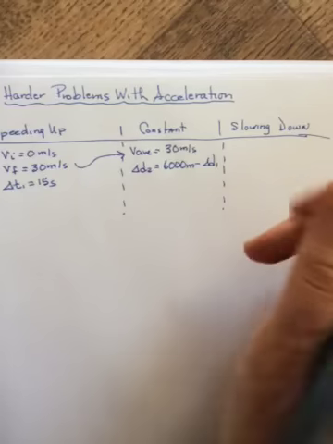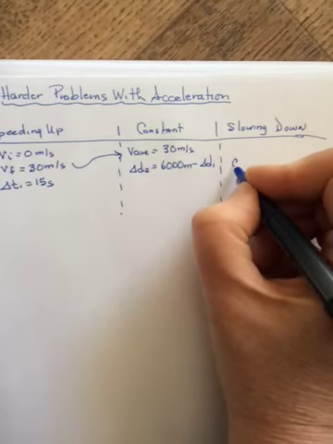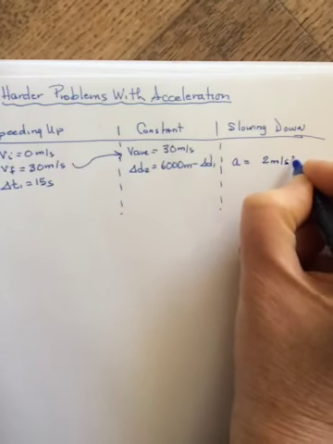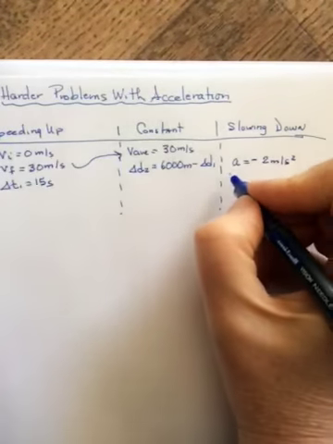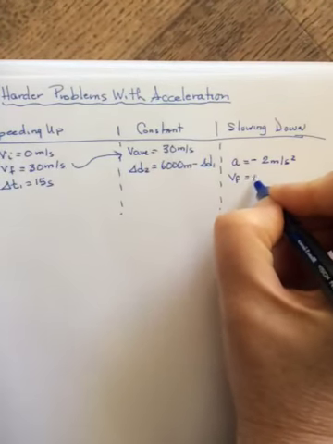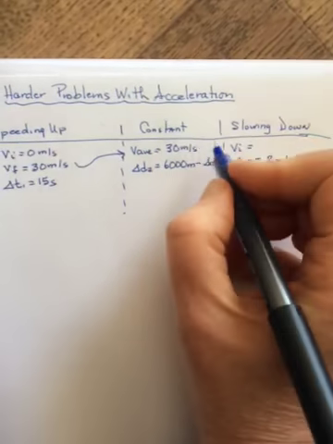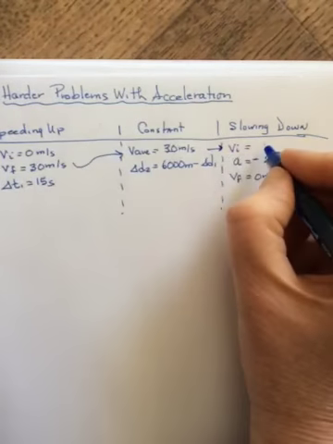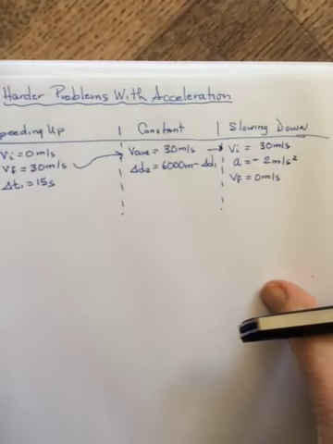Then it says it slows down at this point at a rate of 2 meters per second squared. So A is 2 meters per second squared, but it's slowing down, so it's a negative, until it stops. VF is 0. And what's its VI? Well, its VI is what its VAV was, because it starts to slow down at the end of the constant section. So its VI is 30 meters per second.